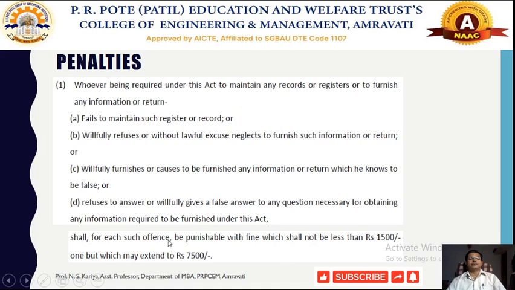This is called an offense, and that offense would be punishable with a fine, and that fine should not be less than rupees 1500, and can extend up to 7500. So if any employer is not maintaining their registers and willfully doing some wrong acts by misrepresenting the information to the factory inspector, in that case the factory inspector can impose the penalty on the employer, and that penalty would not be less than rupees 1500, and may go up to 7500.